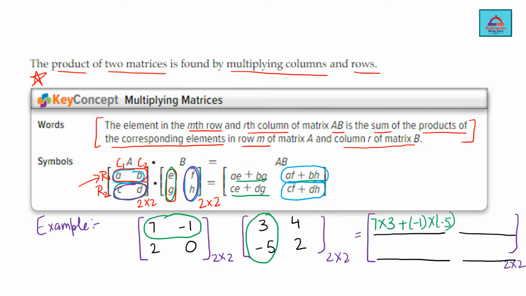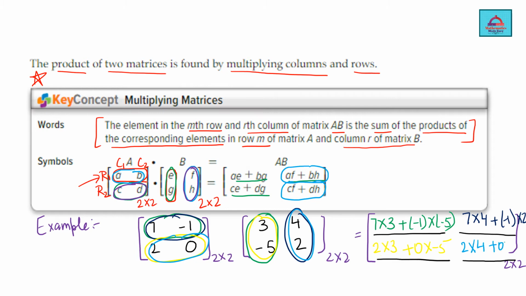That's the first element. Then I change the color. So first row and second column, this entry. So 7 with 4 plus minus 1 with 2. That's the element. Let's move on to another one. This is the second row, first column. So 2 multiplied with 3 plus 0 multiplied with negative 5. And finally, the last one, second row, second column. So 2 with 4 plus 0 with 2.